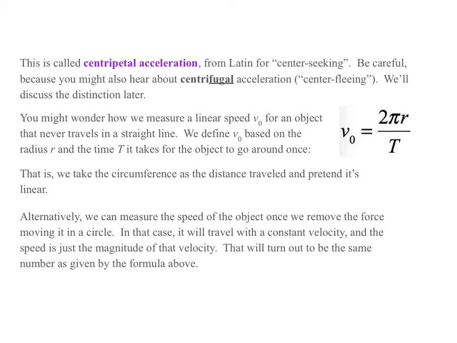There are good reasons that this should work. This was not a great argument for them, but there are reasons when we get into the minutia, and when we do rotational stuff, we'll probably talk about this again and try and pull this out as to why we would do this and why this makes sense here. Alternately, we could also measure the speed of the object if we were to remove the force that's moving it in a circle. In that case, of course, it will travel with a constant velocity, and the speed is just the magnitude of that velocity. That turns out to be the same as this one, which is why we use it.